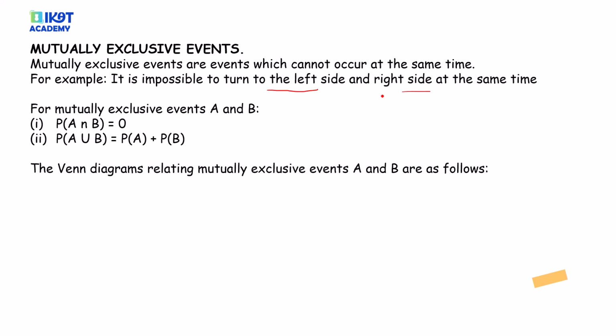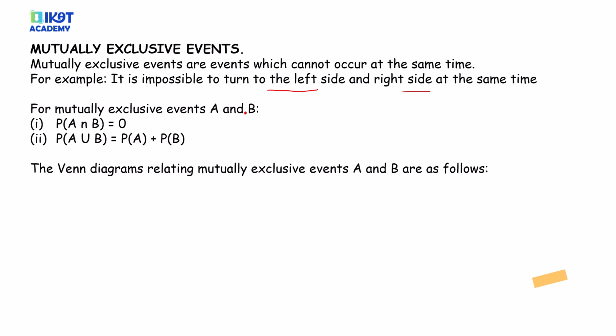Or for example, you can't win and lose at the same time. So those two events can't occur at the same time. You can't say you've won and you've lost at the same time. However, for example, in a tournament, you could win some matches and lose some matches, but of course, at the end of the day, we have one winner, so you can't win and lose at the same time.